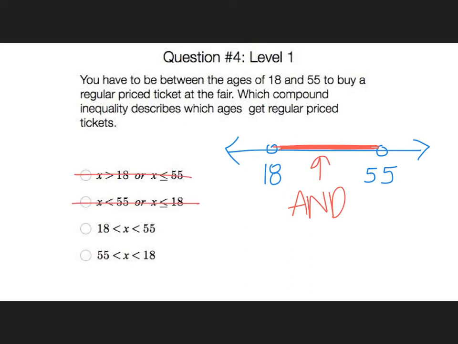Now one thing we want to be careful about when we read this is our smaller number is always on the left. So just like our number line here, we have 18 and then 55. Same when we write this out, because if I read the second one, this says x is bigger than 55, and that doesn't show that situation in our graph here. So smaller number always on the left, just like our number line.